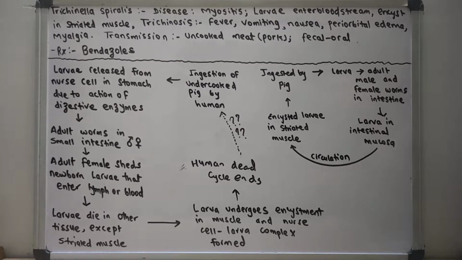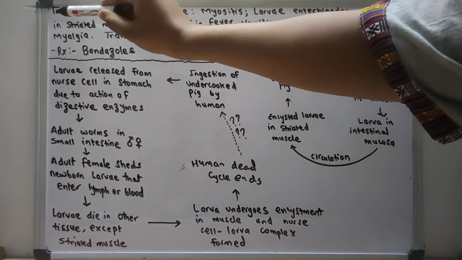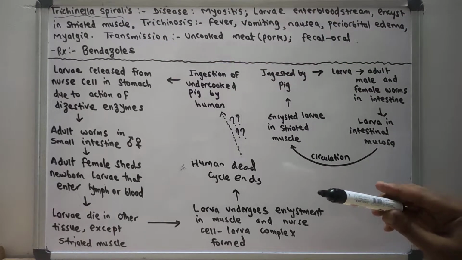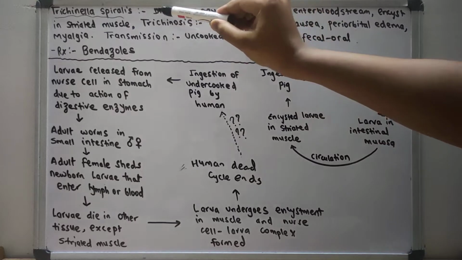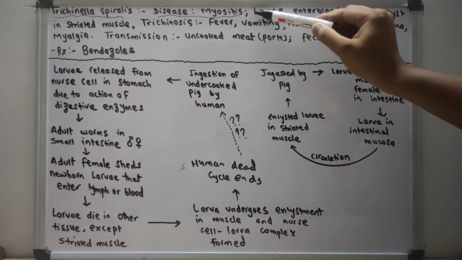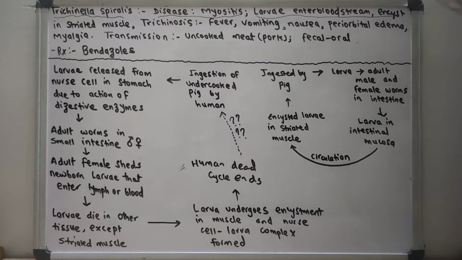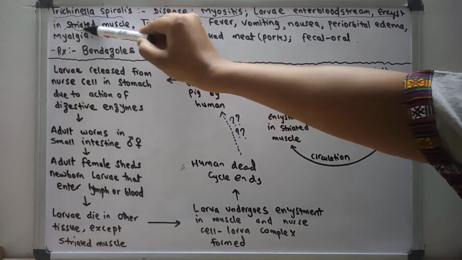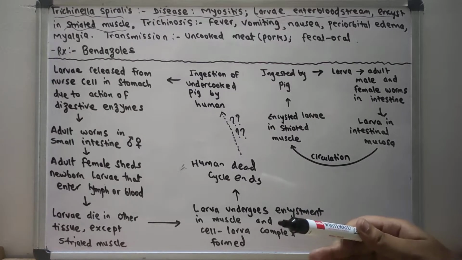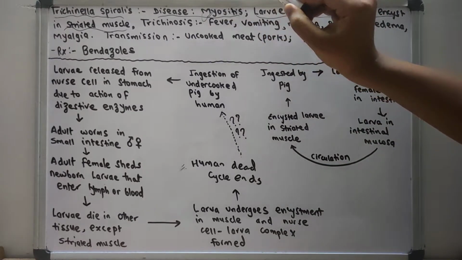Now let us discuss another nematode, that is Trichinella spiralis. The main disease caused by Trichinella spiralis is myositis. It causes myositis when the larva enters the bloodstream and encysts in the striated muscles. It causes inflammation of the striated muscle, and there it causes myositis.